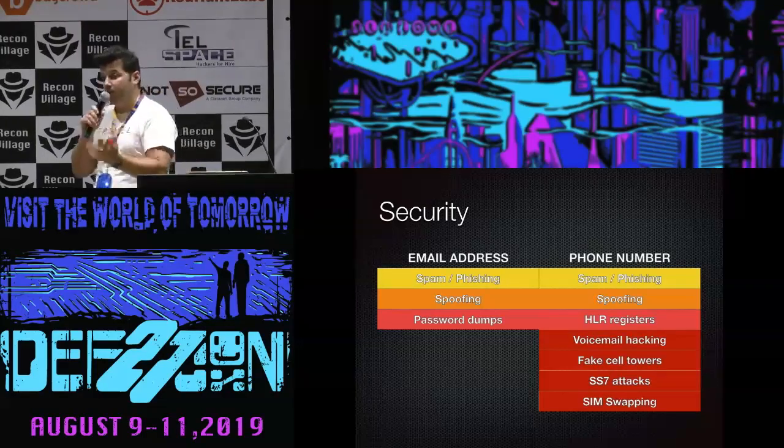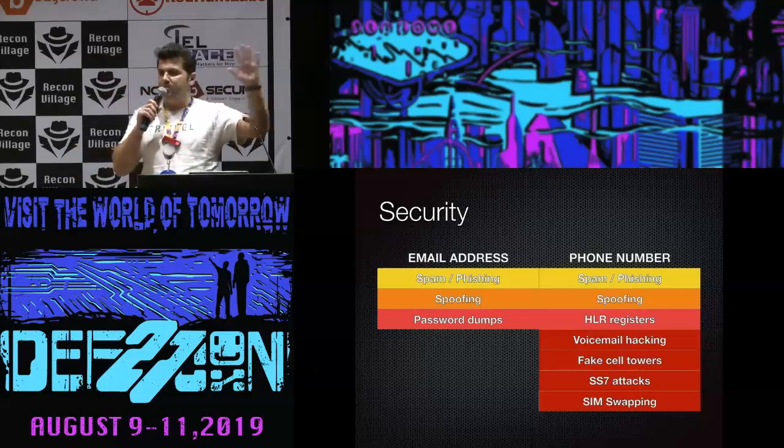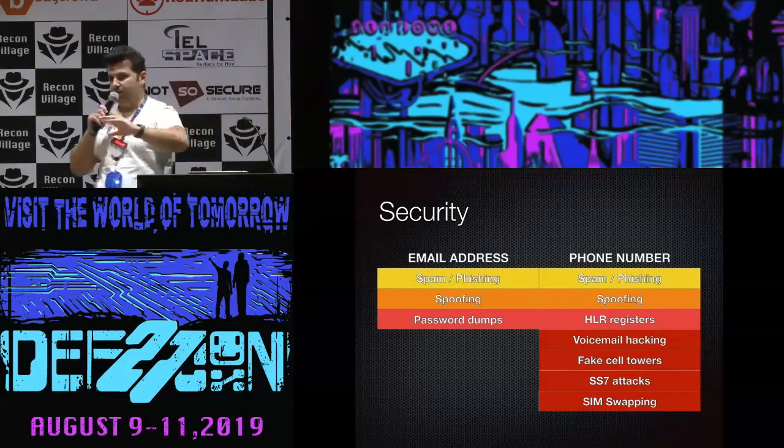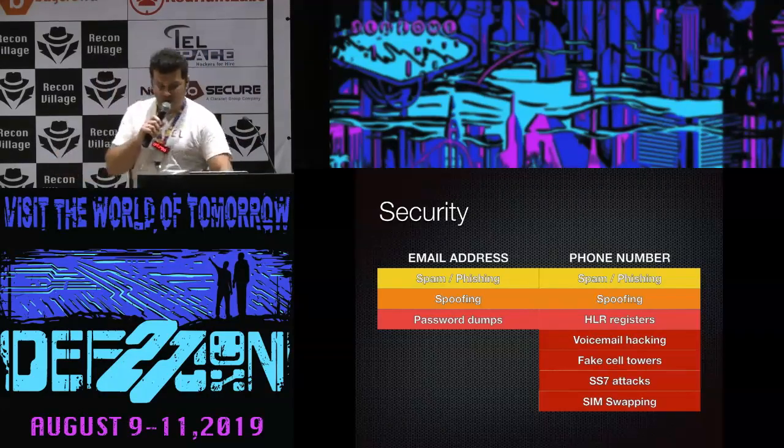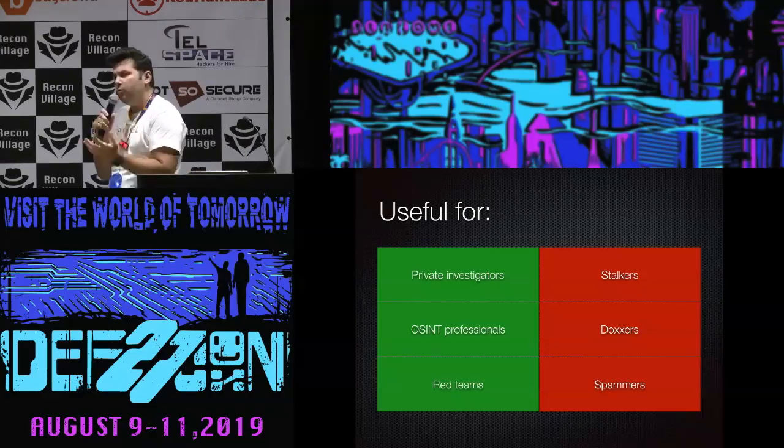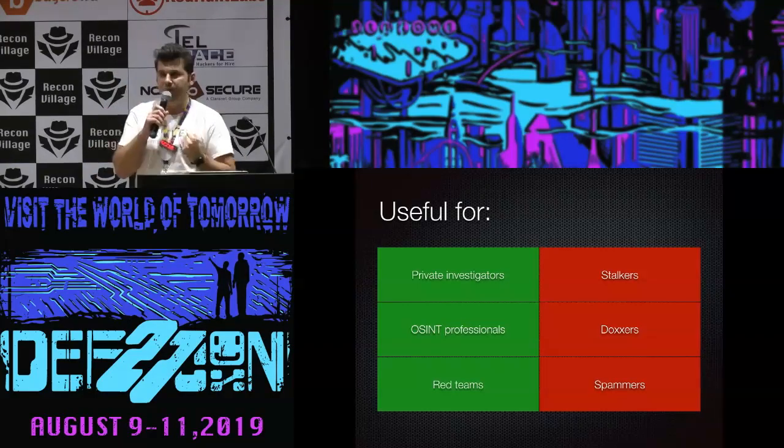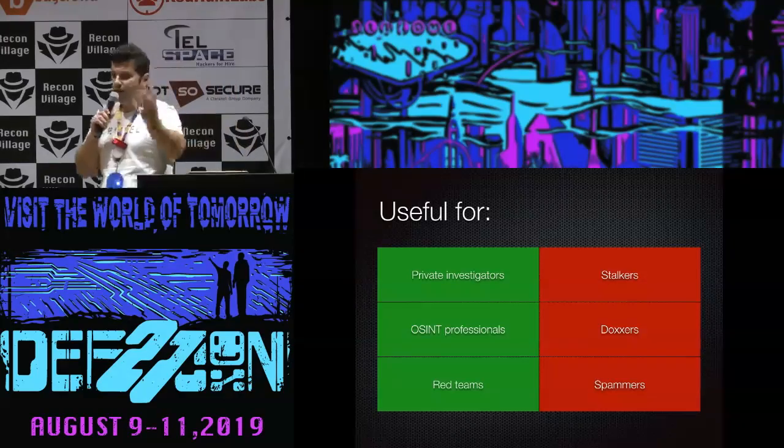Again, for that, you need the phone number. So there is a big difference between leaking your email and leaking your telephone number in terms of security. But for whom would that be useful, right? For whom would it be useful to know a technique in which you can go from an email address to a phone number?